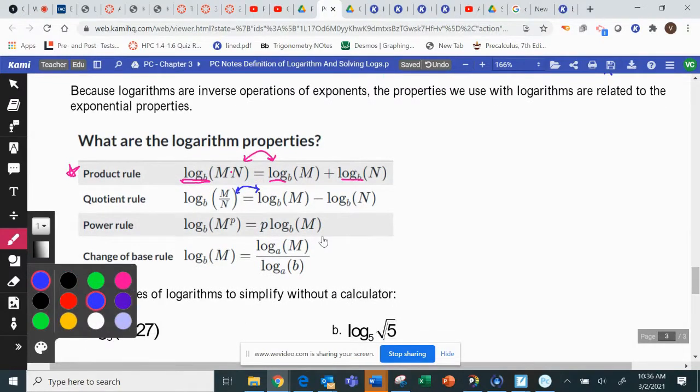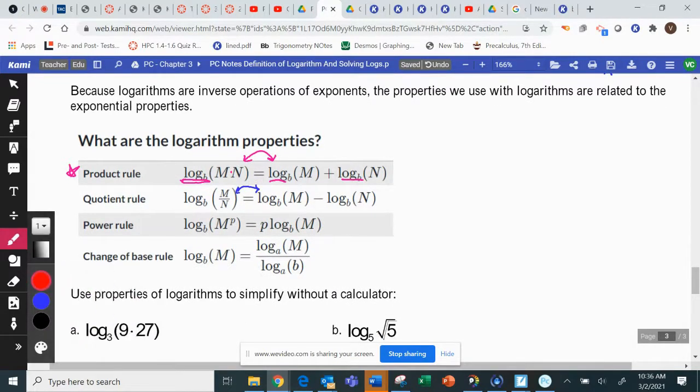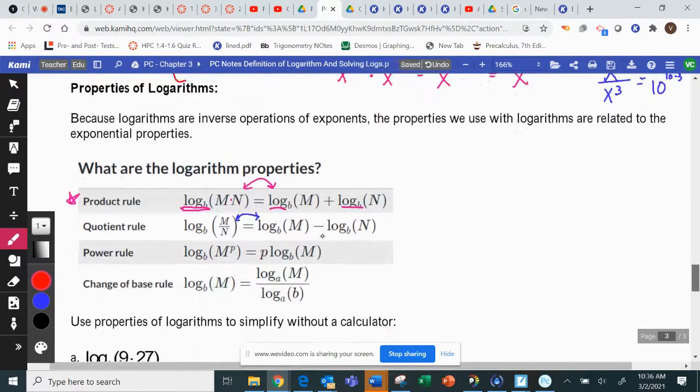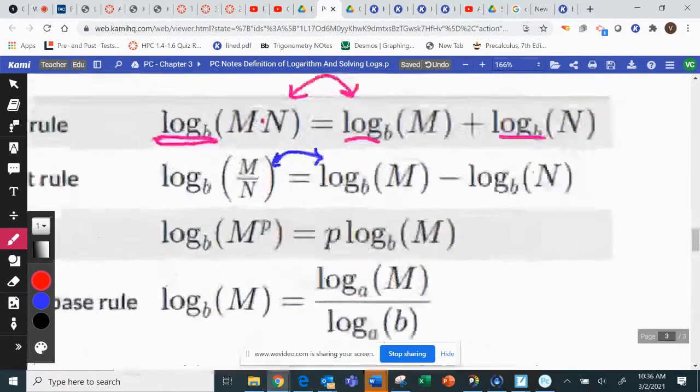The next one is the power rule. So, if I have x to the 3rd to the 4th, if I've got a power of a power, what do I do to my exponents in this case? Multiply them.